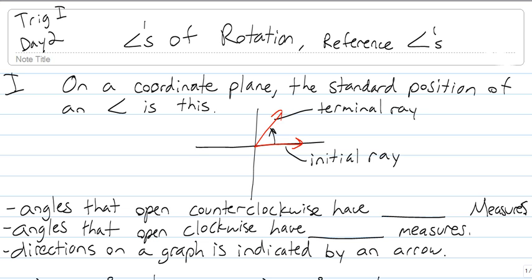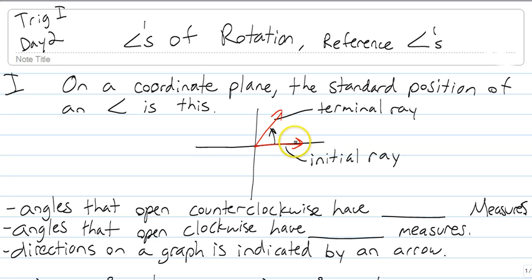So today we're going to talk about angles of rotation, reference angles. There's a lot of things that are already written down for you on your notes sheet, so let's just go over that. On a coordinate plane, the standard position of an angle is this. So look at your diagram.